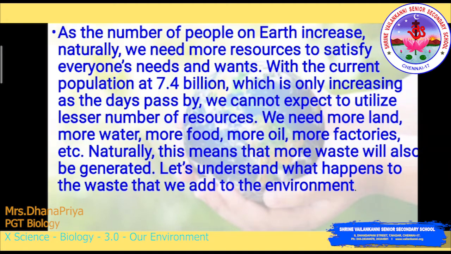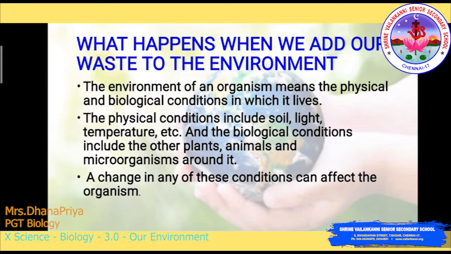So in your chapter, there will be the question raised, what happens when we add our waste to the environment? So the environment of an organism means the physical and biological conditions in which it lives. The physical conditions include soil, light, temperature, etc. And the biological conditions include other plants, animals and microorganisms around it. A change in any of these conditions can affect organisms.